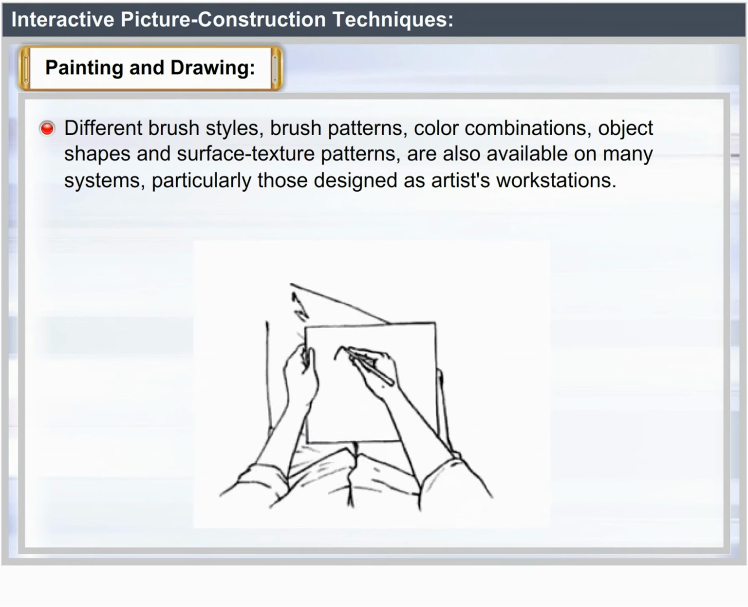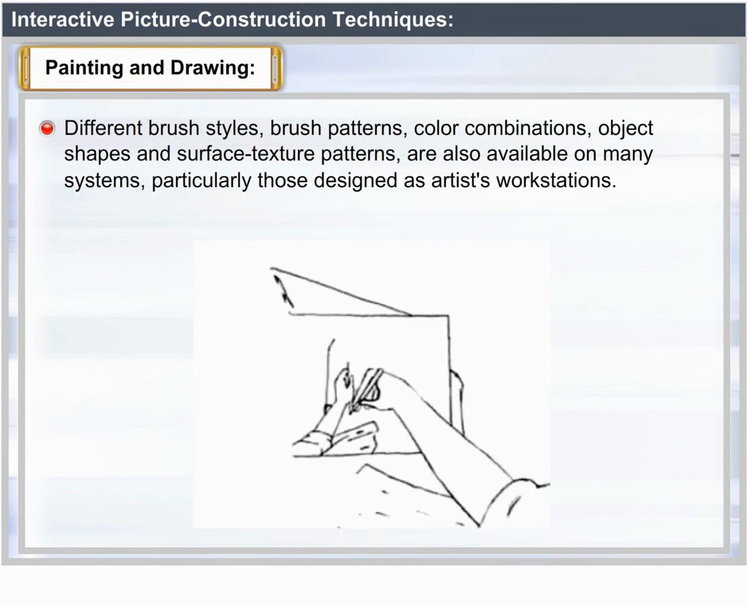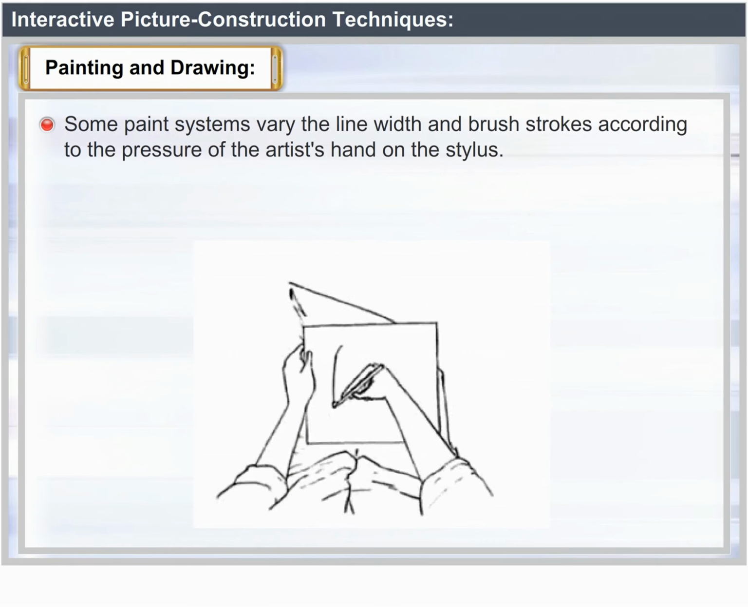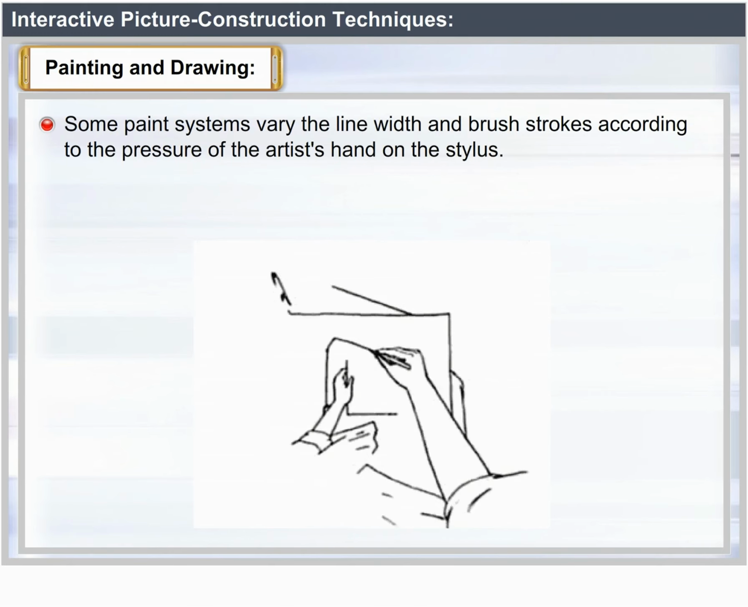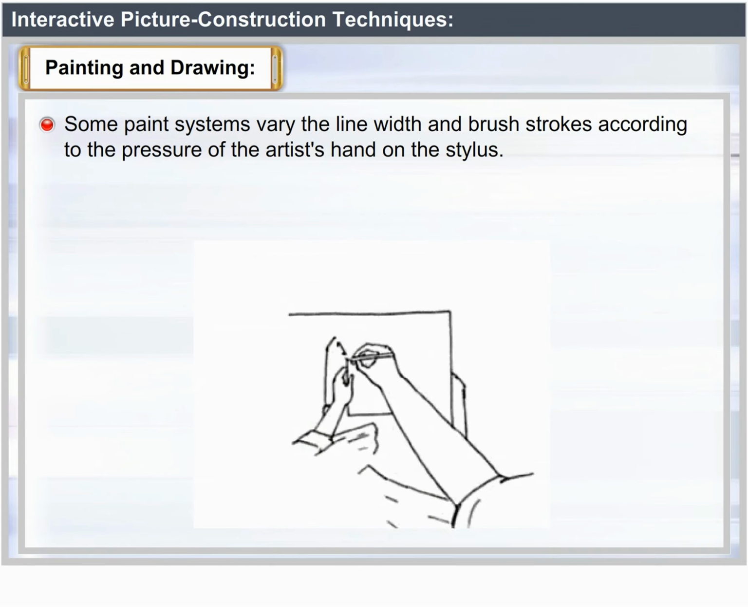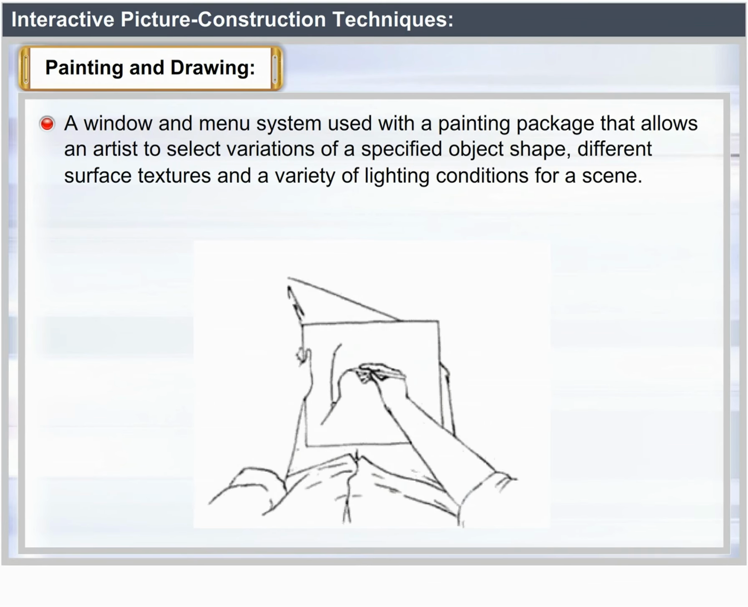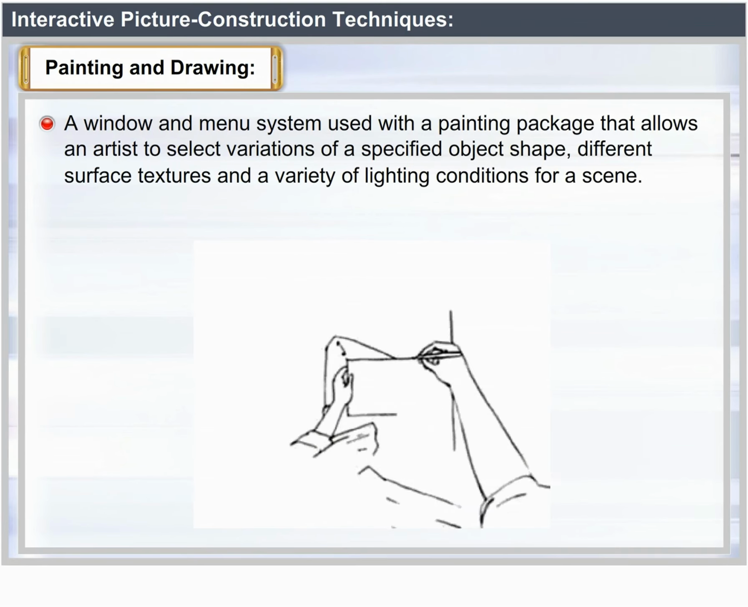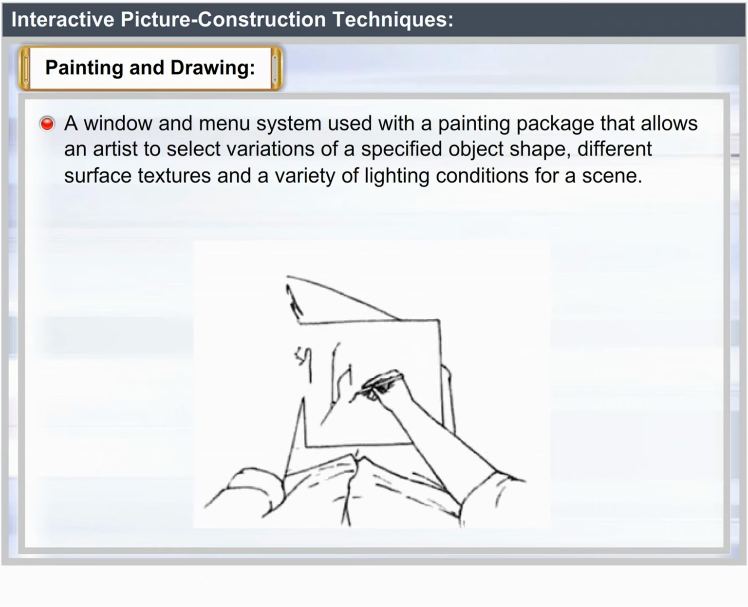Some paint systems vary the line width and brush strokes according to the pressure of the artist's hand on the stylus. A window and menu system used with a painting package that allows an artist to select variations of a specified object shape, different surface textures, and a variety of lighting conditions for a scene.